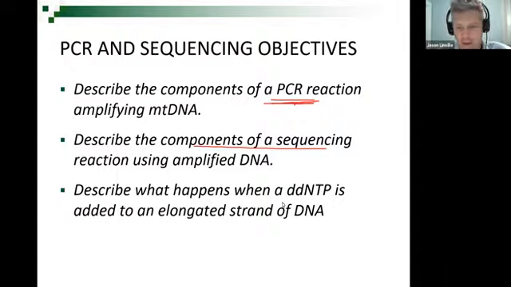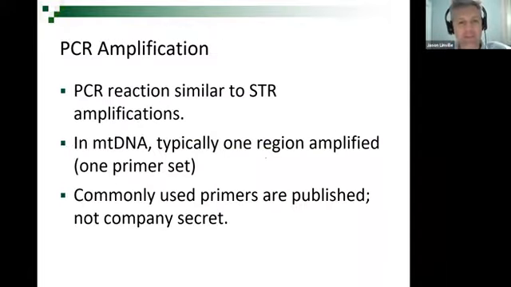Okay, we need to describe what happens when, what the heck is a ddNTP? Is that a mistake, Dr. Levin? You mean dNTP? No, I mean ddNTP, which we're going to be introduced to later in this lecture.